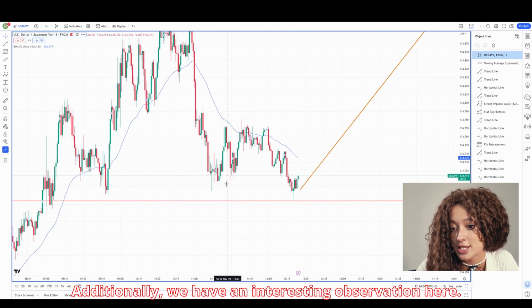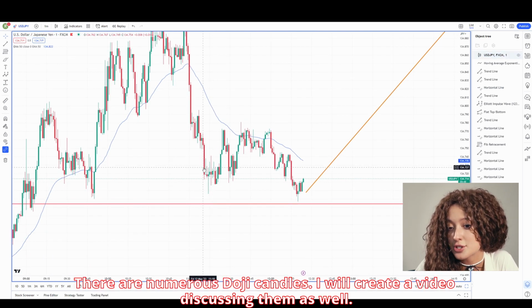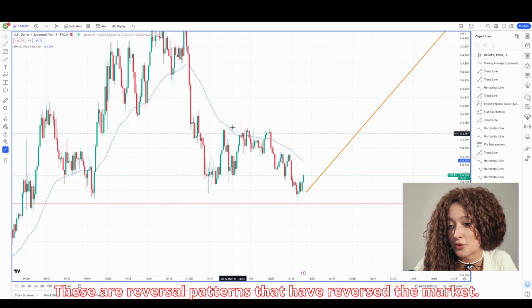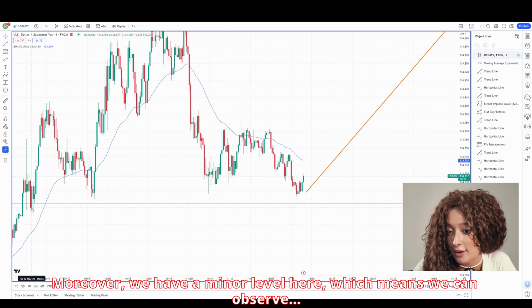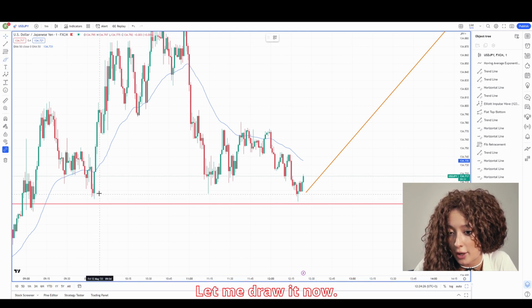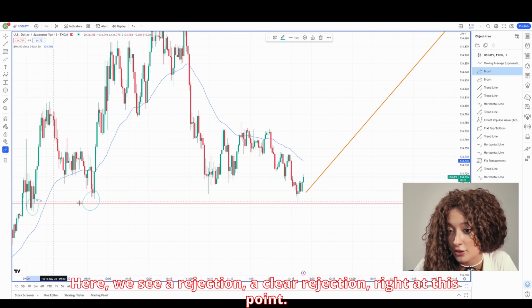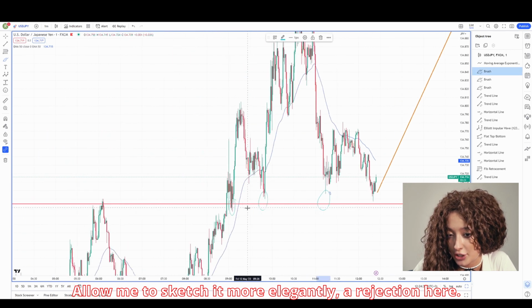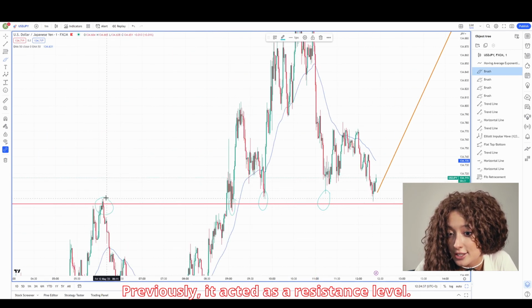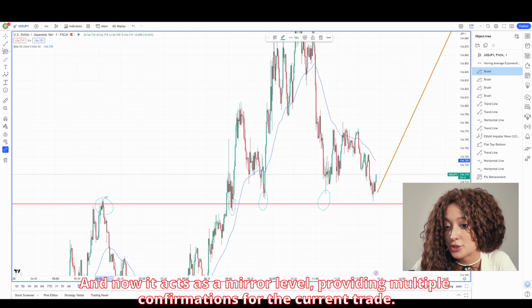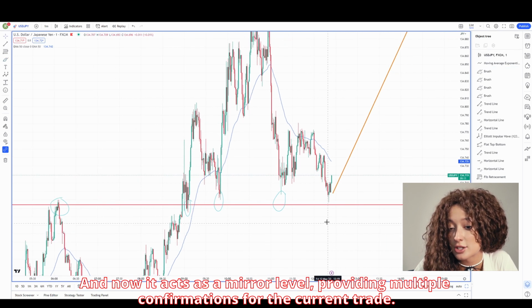Additionally, we have an interesting observation here. The numerous doji candles. I will create a video discussing them as well. These are reversal patterns that have reversed the market. Moreover, we have a mirror level here. Let me draw it now. Here we see a rejection, a clear rejection right at the point. Allow me to sketch it more elegantly. So, previously, it acted as a resistance level, and now it acts as a mirror level, providing multiple confirmations for the current trade.